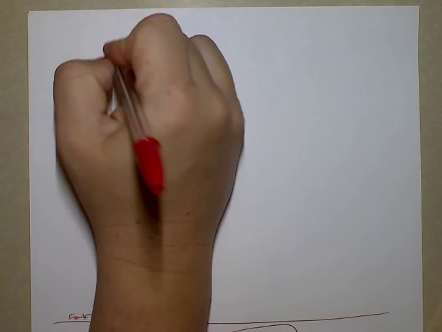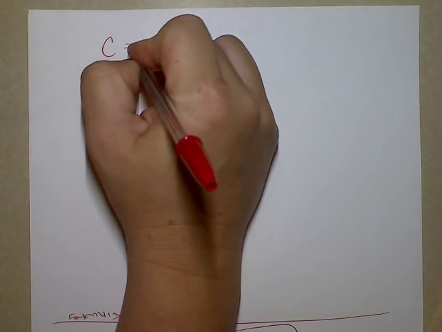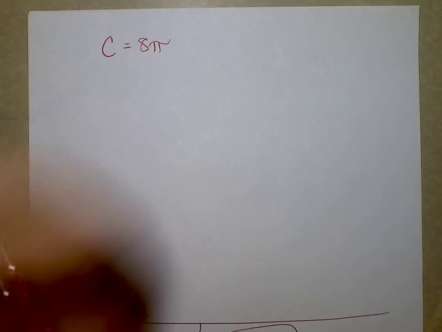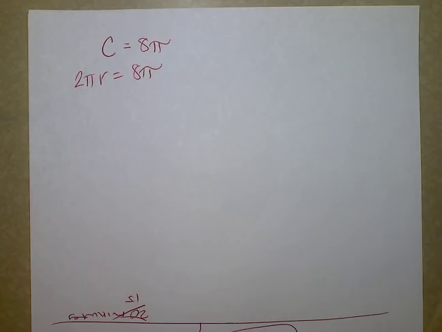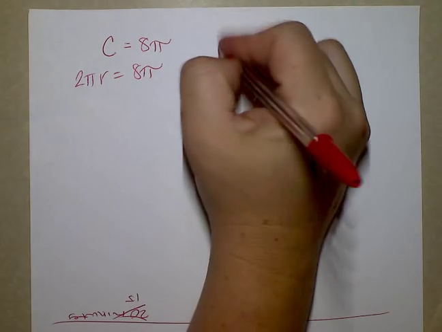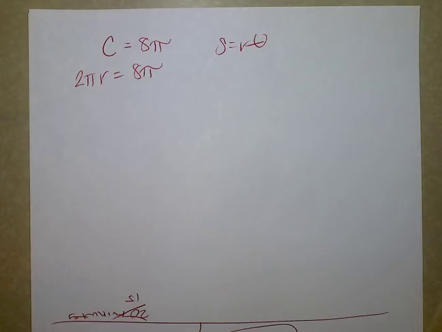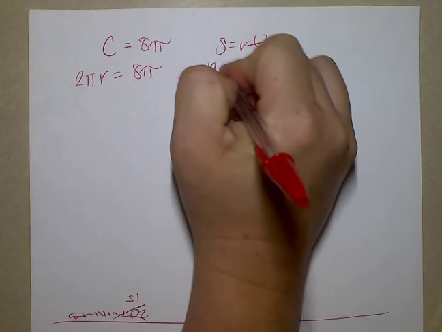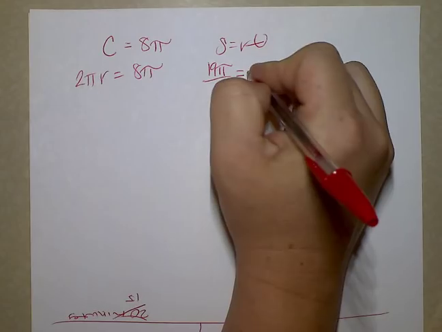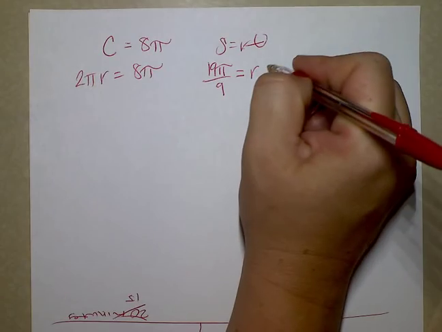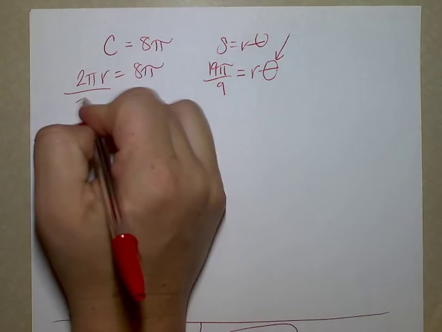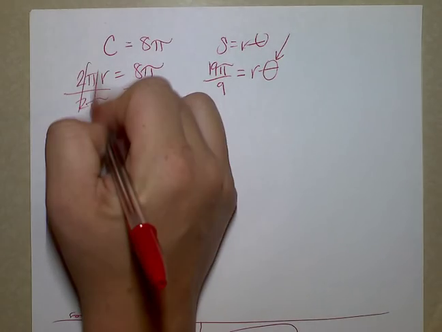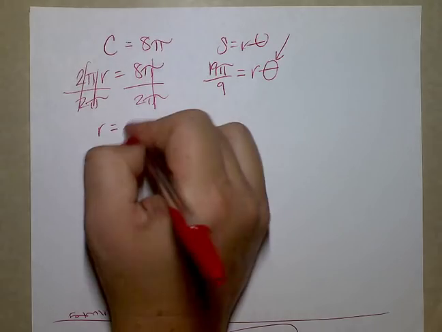So we're given their circumference and we're told that their circumference is 8 pi. You have to know that circumference is 2 pi r. And we're told that the arc length is 19 pi over 9. We don't know at this point the radius or the central angle. The central angle is ultimately what we're trying to find, and we'll need to convert it back into degrees at the end. So let's solve for r by dividing both sides by 2 pi. Pi's cancel, r is 4.